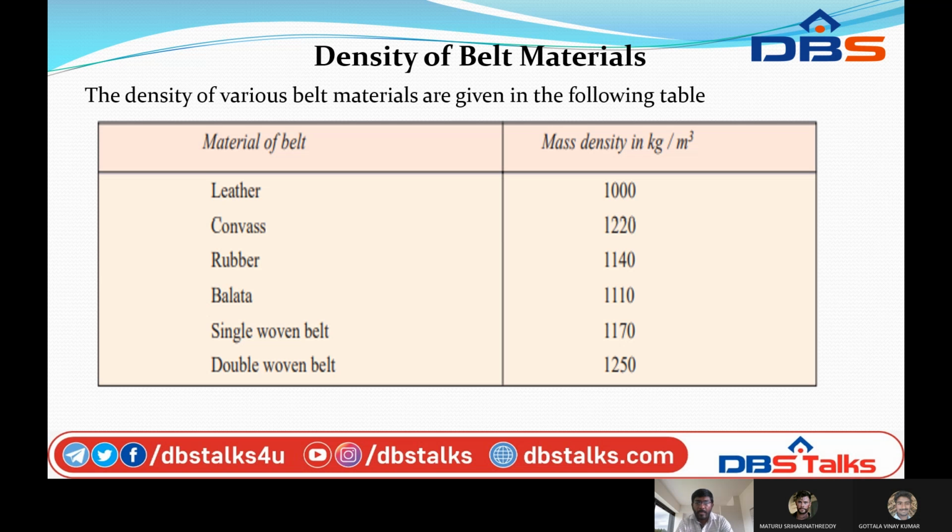710 kg per meter cube. Single woven belt, 1170 kg per meter cube. Double woven belts, 1250 kg per meter cube. So these are all the materials of the belt and the densities of the belt materials. The belt materials are leather, canvas, rubber, balata, single woven belts and double woven belts, and the mass density of the belt materials is in kg per meter cube.